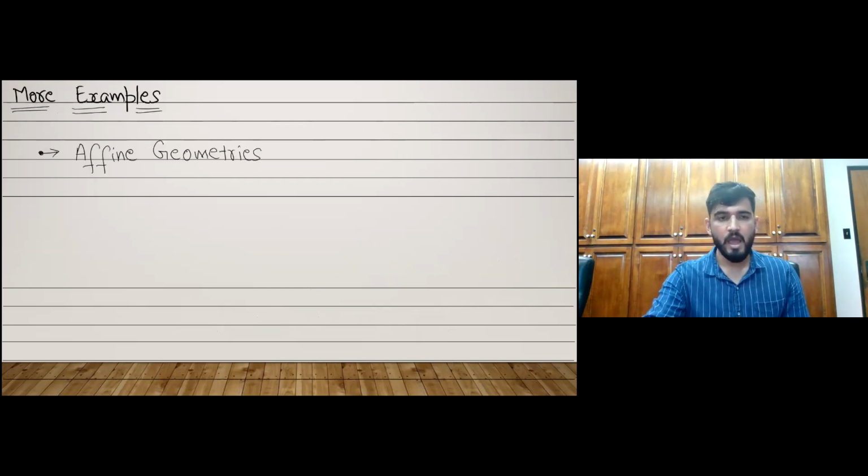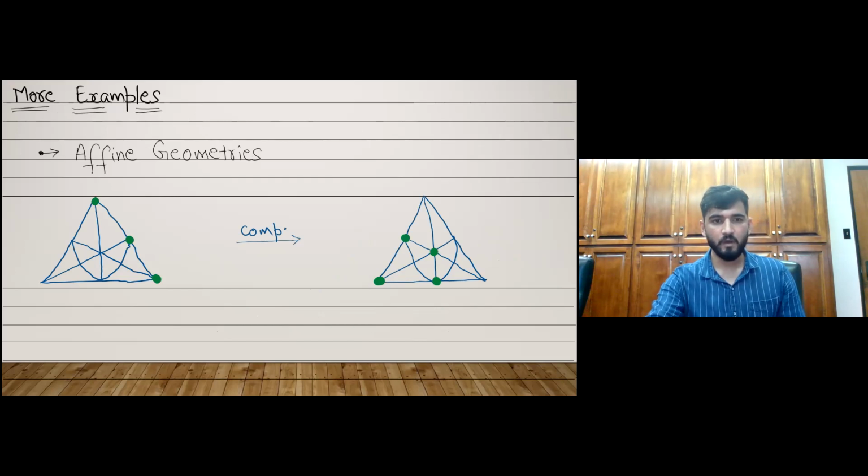Another example is affine geometry. How do we get affine geometries? Take a projective geometry and embed it in a projective geometry of one rank higher, and then take the complement, and that would give you the affine geometry. So these are some obvious examples of binary comatroids.